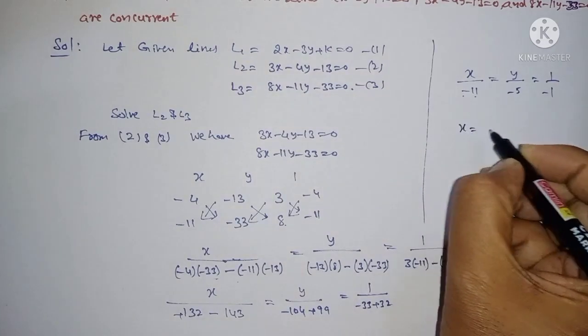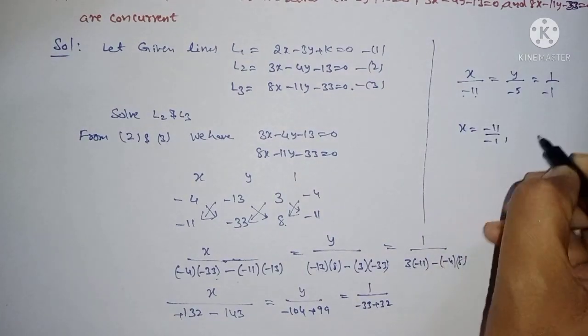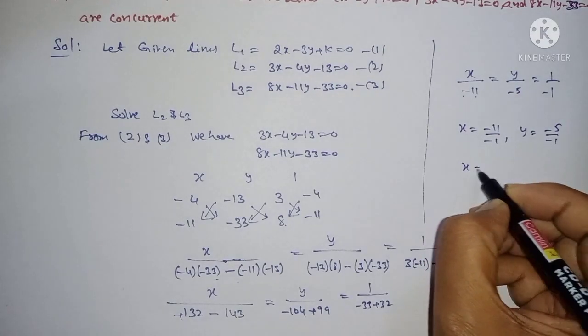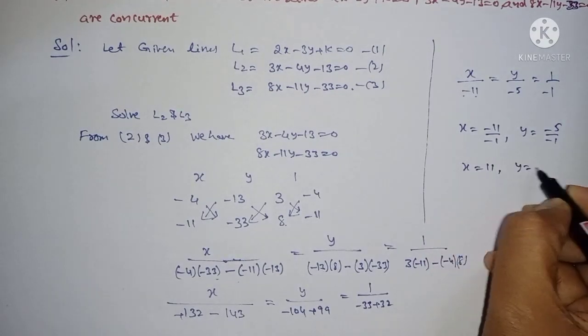Therefore x is equal to minus 11 by minus 1, y is equal to minus 5 by minus 1. Therefore x is equal to 11, y is equal to 5.